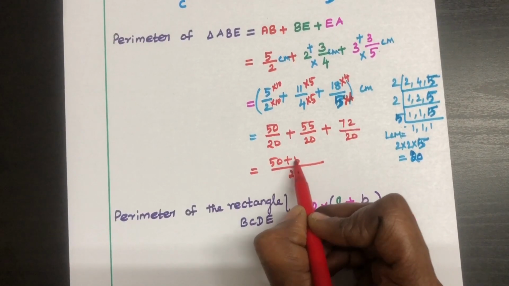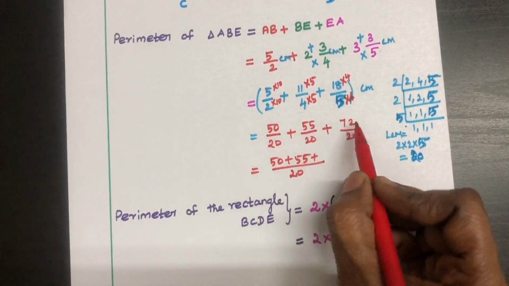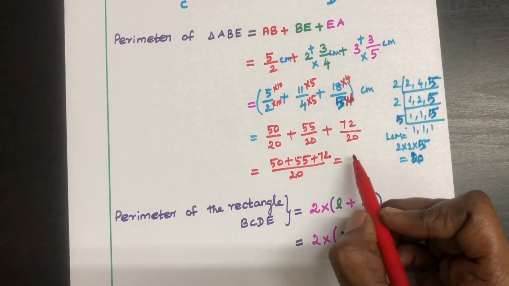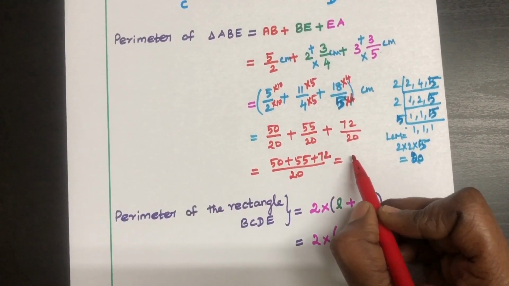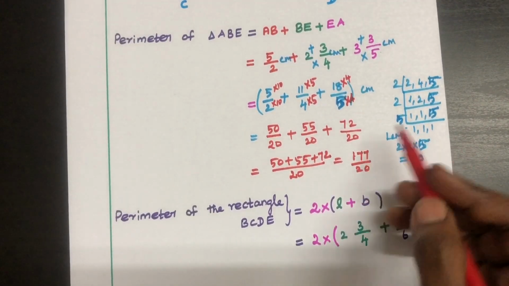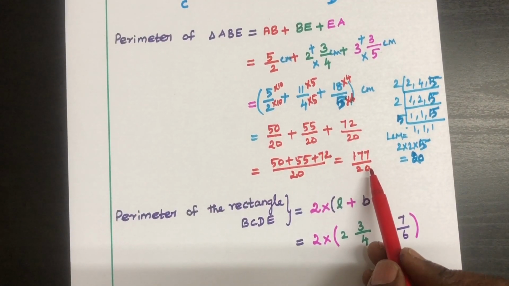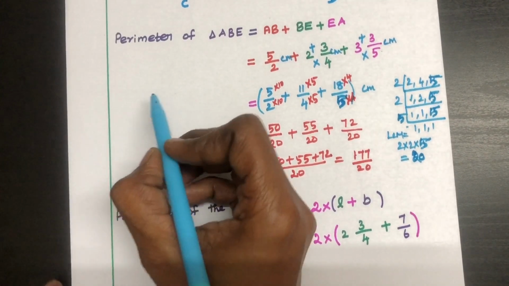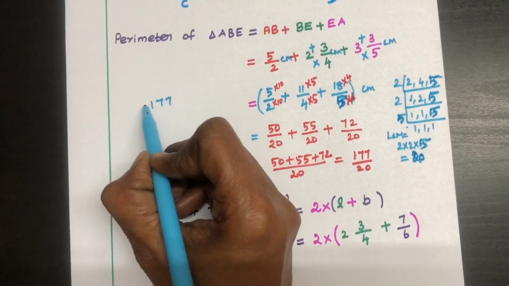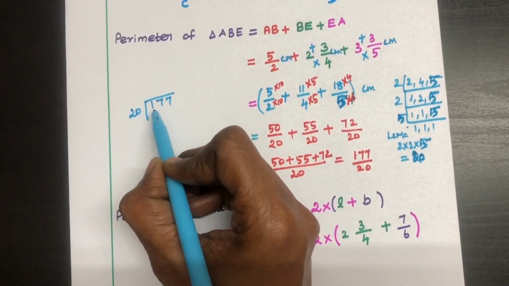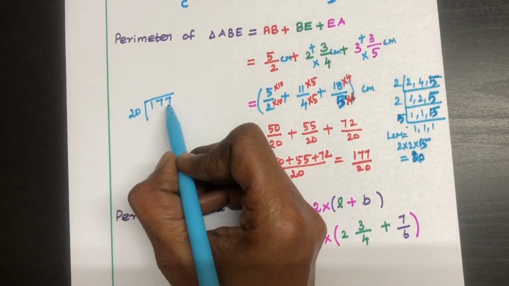Now I am going to add all the numerator numbers. So if we add all the numbers, what will we get? 177 divided by 20. This is an improper fraction. We can make it a mixed fraction. How to do it? 177, if you divide this by 20, how many 20s are in 177?